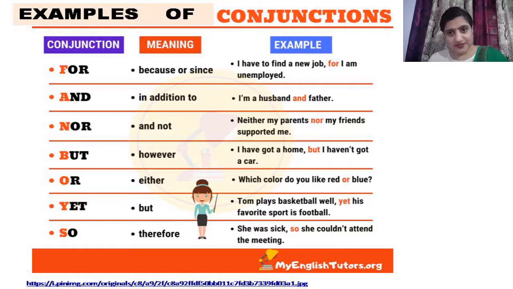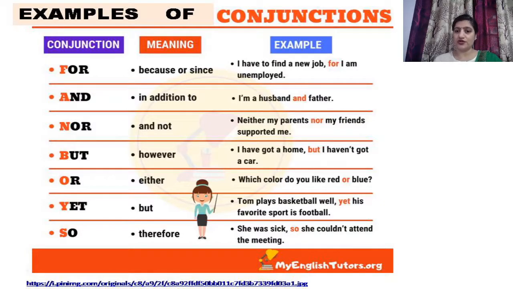Look at these examples where conjunctions have been used. First example, I have to find a new job, for I am unemployed. For is a conjunction which explains why he had to find a new job, because he is unemployed. I am a husband and father. Husband and the word father being joined by the conjunction and. In addition to being a husband, he is also a father. Then neither my parents nor my friends supported me.